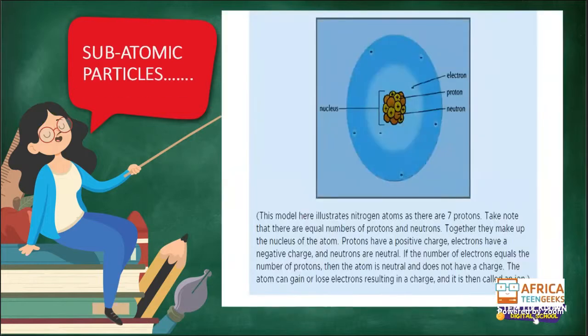All right, now let's go further. You remember this diagram last week? This is a simplified diagram of the atomic structure. We have the nucleus, and inside the nucleus we have protons and neutrons. And outside the nucleus we have the electrons. Okay, so let's go into more explanation.